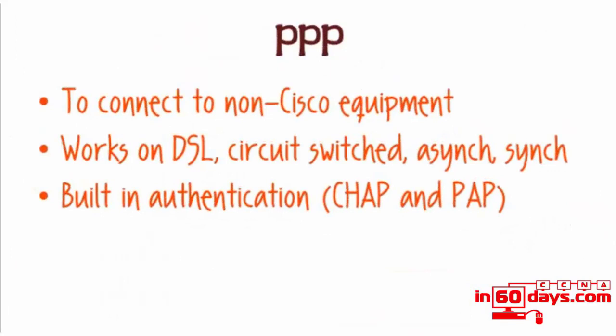The common WAN protocols, or certainly what you need to know for this exam: PPP. Normally you'll use this to connect to non-Cisco equipment. So if you've got a Cisco router connecting to a non-Cisco router, you can't use Cisco's default protocol of HDLC, because that only works on Cisco kit. PPP is really robust. It'll work on DSL, circuit switched, asynchronous connections, that's where clocks differ. Synchronous connections is where they agree, and it also comes with its own authentication.